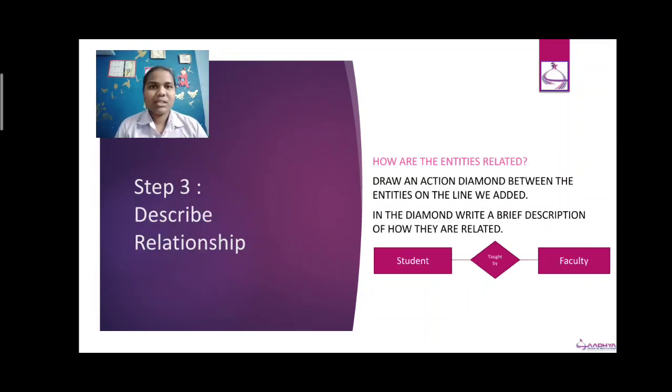Coming to step 3, describe the relationship. How are the entities related? Draw an action diamond between the entities on the line we added. So in the diamond, write a brief description of how they are related. So here the faculty entity and student entity are connected with a relationship called teaching relationship. So student is taught by faculty. So in the description I have given "taught by". So there exists a teaching relationship between student and faculty.